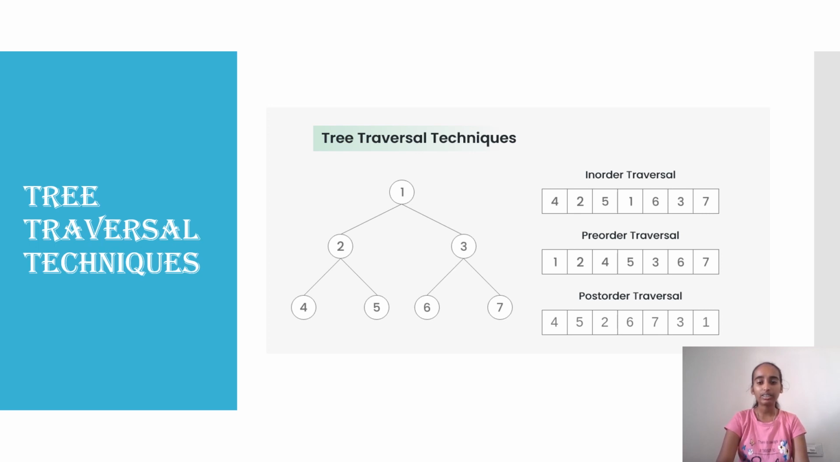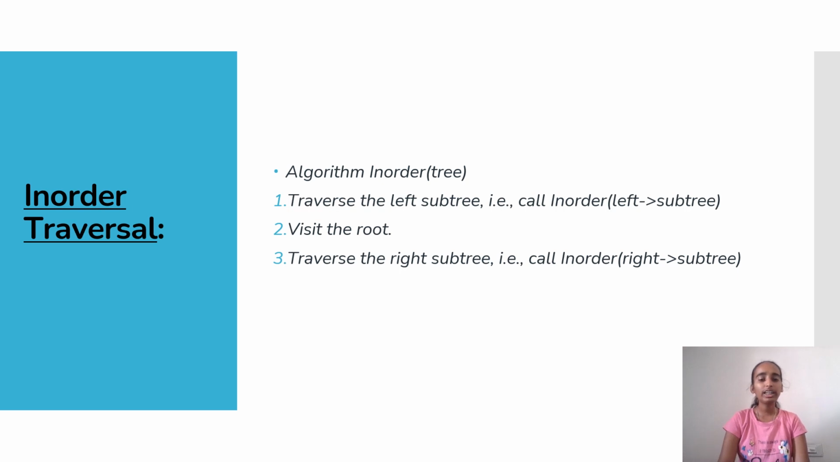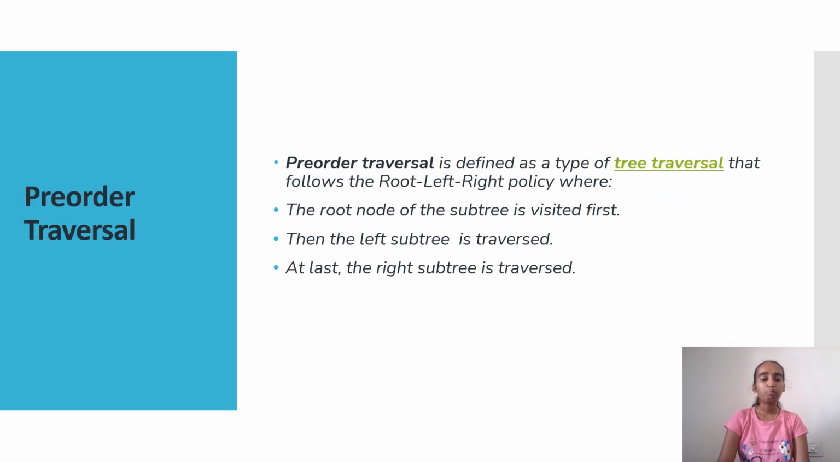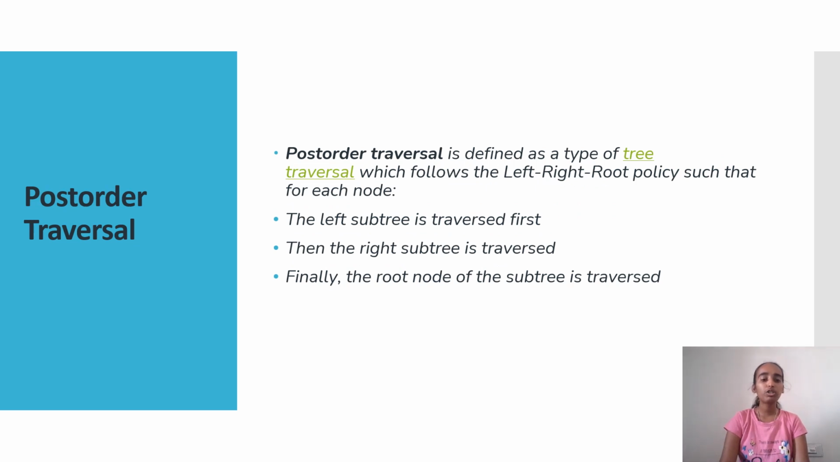Let us move on to tree traversal techniques. Here is tree traversal: in-order traversal, pre-order traversal and post-order traversal. In-order traversal algorithm: traverse the first subtree. First we will move to the left subtree, then to the root, and then to the right subtree. Pre-order traversal is defined as a type of tree traversal that follows the root, left, right policy. That is, the root node of the subtree is visited first, then the left subtree is traversed, at last the right subtree is traversed. Let us move on to post-order traversal.